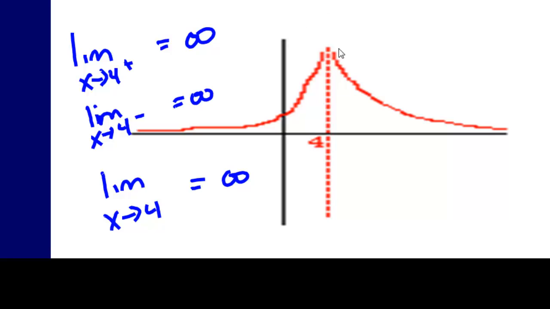However, this function here, as we approach x equals 4 from the negative side, we're approaching positive infinity. As we're approaching 4 from the positive side, the function goes to positive infinity also. Since those two values agree, the limit as x approaches 4 of this function is infinity. So notice the difference. Here, they're approaching two different values, positive and negative infinity, so the limit does not exist. Here, they're both approaching positive infinity, so the limit is positive infinity.